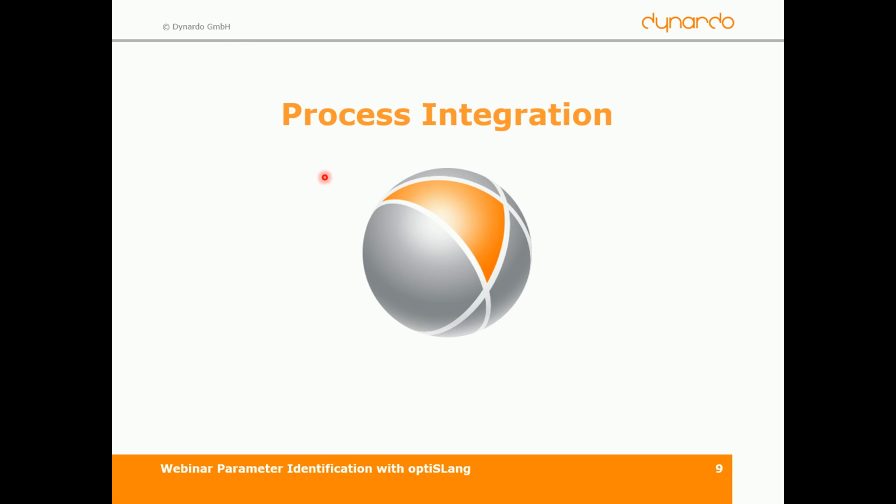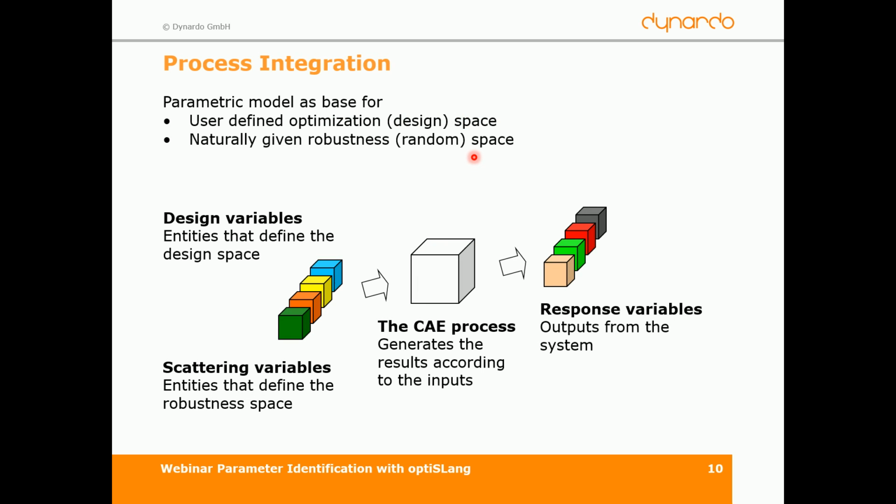But before you start with sensitivity analysis and optimization, we must connect your simulation environment to our software OptiSlang. That means we need to have some process integration. And the first step for this is that we have to build up a model. That means we need a parametric model.